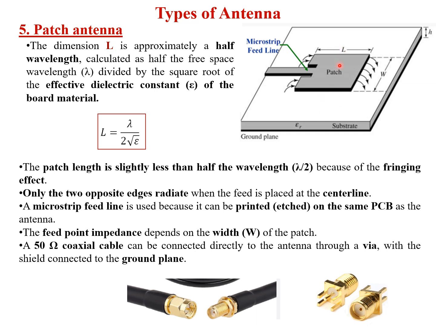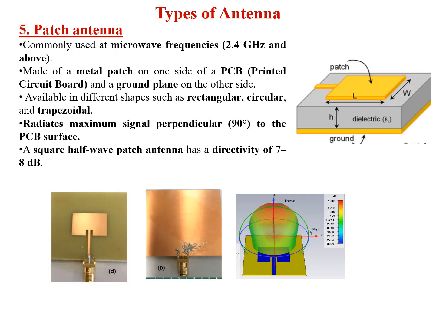A microstrip feed line is used because it can be printed on the same PCB as the antenna. The feed point impedance depends on the width of the patch. A 50 ohm coaxial cable can be connected directly to the antenna through a wire, with the shield connected to the ground plane. The patch antenna is generally used at microwave frequencies, and is made up of a metal patch on one side of the PCB and a ground plane on the other side.